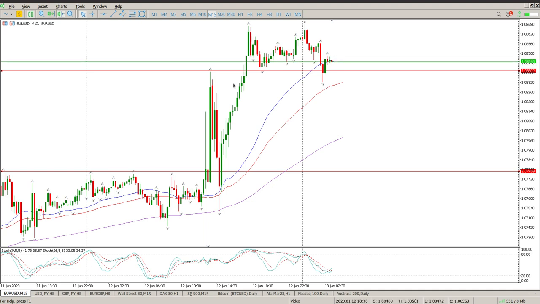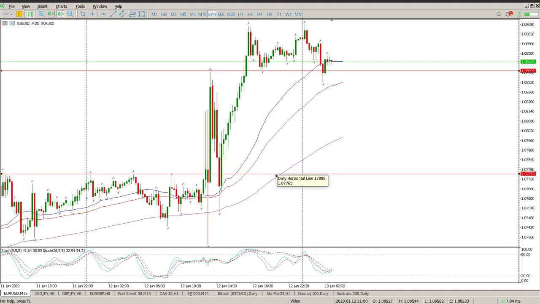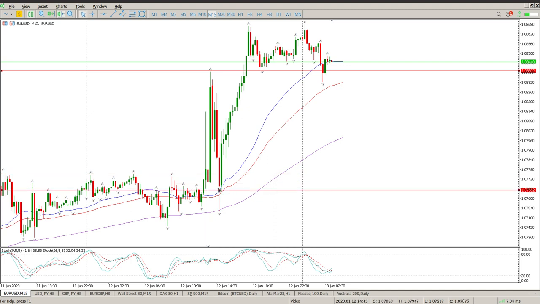If you get a 15-minute setup here on the level, and when I say on the level, assume this level here is what I'm talking about. I want to see the tail penetrate the level. I want to see the body above the level. So I want to see an inside bar, engulfing bar, pin bar basically penetrate the level and then come back and the candle close above it. That's what I'm looking for. So that's not what happened here.